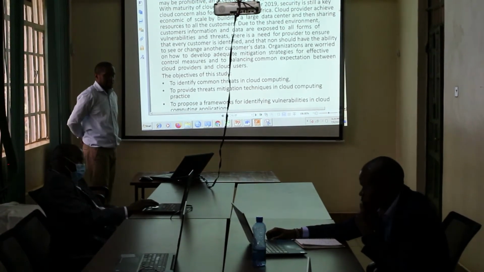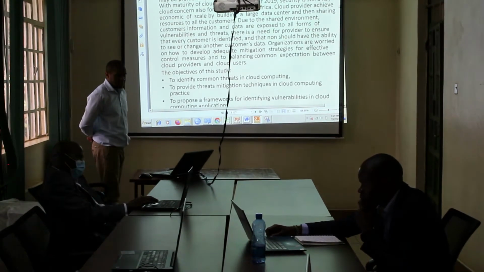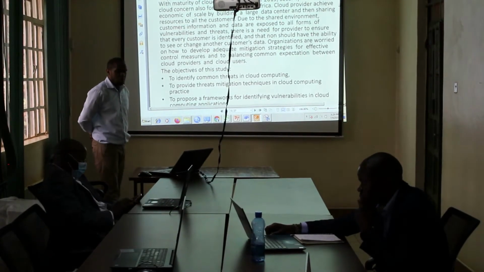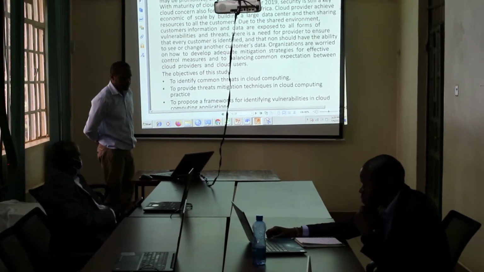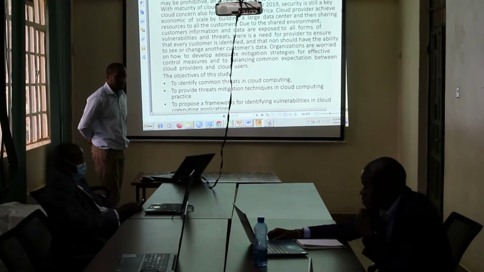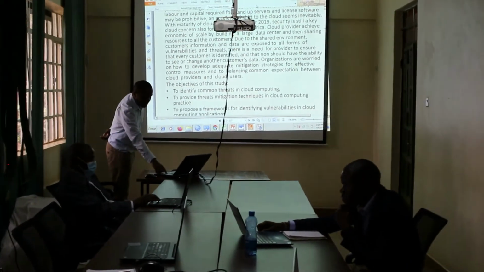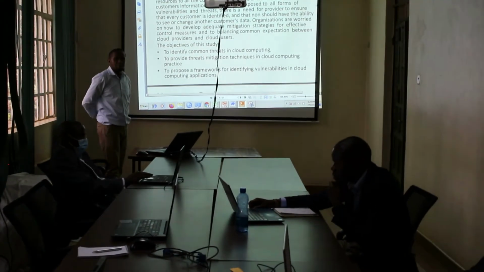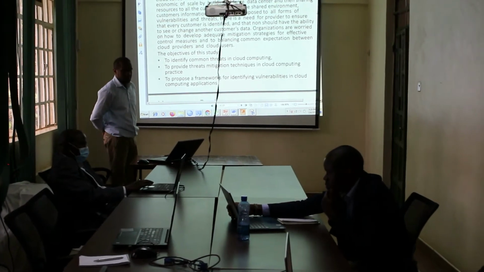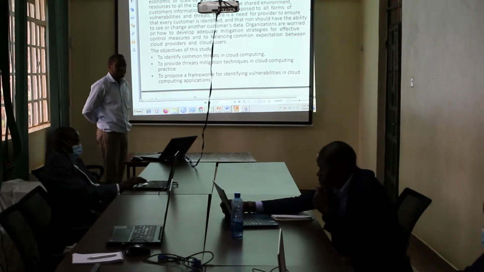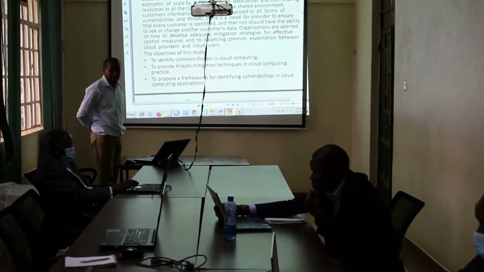Therefore, the objectives of this study are to identify common threats in cloud computing, to provide threat mitigation techniques in cloud computing practice, and thirdly, to propose a framework or frameworks for identifying vulnerabilities in cloud computing applications.